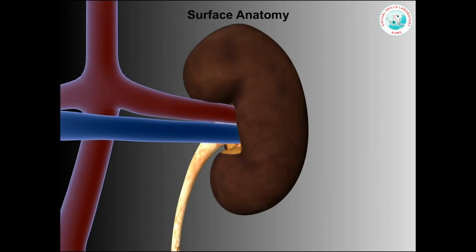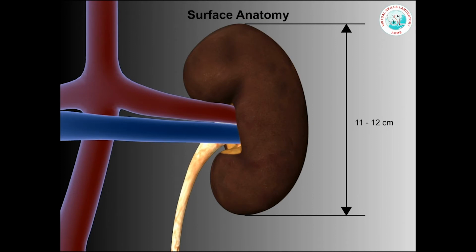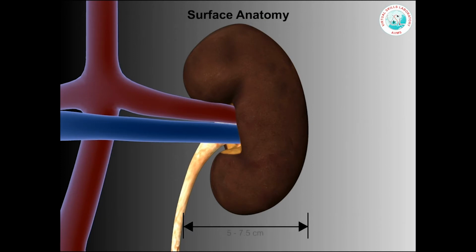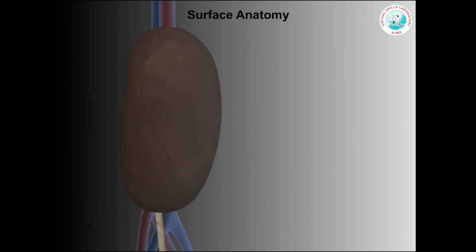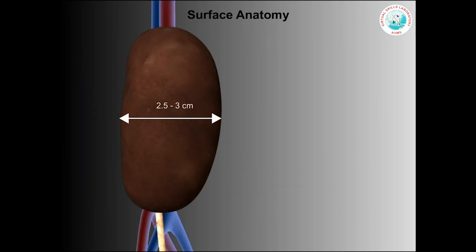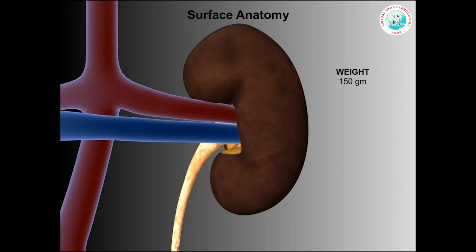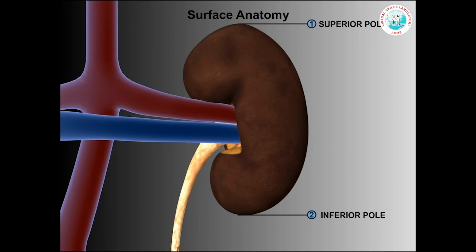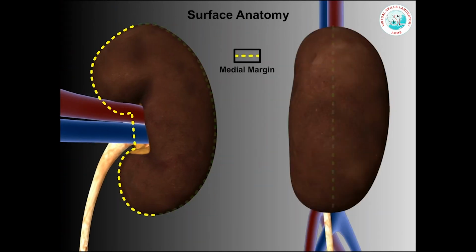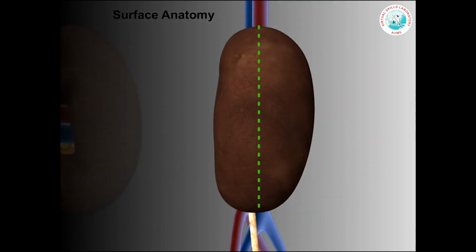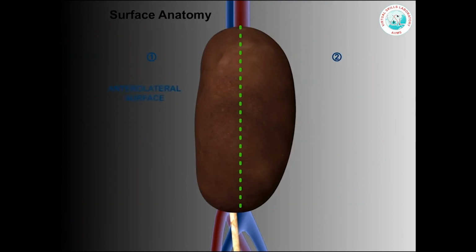Our kidney measures 11 to 12 centimeters in length, 5 to 7.5 centimeters in width, and 2.5 to 3 centimeters in thickness. The students can remember it as 12, 6 and 3. It weighs around 150 grams. It has two poles, the superior pole and the inferior pole, two margins, medial margin and lateral margin, and two surfaces, the anterolateral surface and the posteromedial surface.